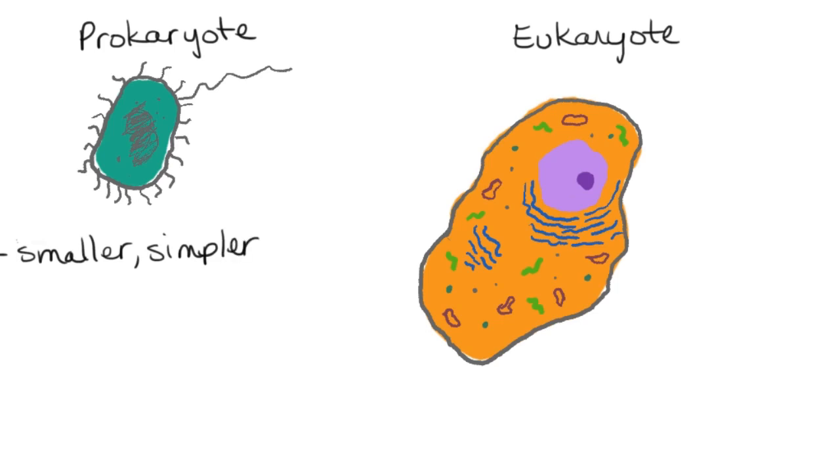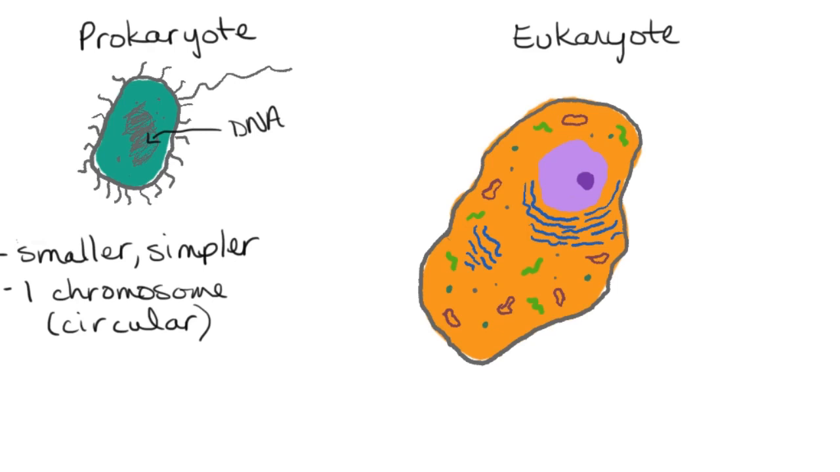If we look at them a little closer, they're going to have one chromosome, and that's it. And that chromosome is going to be circular, and it's just kind of wadded up in the middle of the cell. So that right there would be the DNA, or the circular chromosome, and it is located in what is called a nucleoid region. And this will be a big difference between the prokaryotic and the eukaryotic cells.